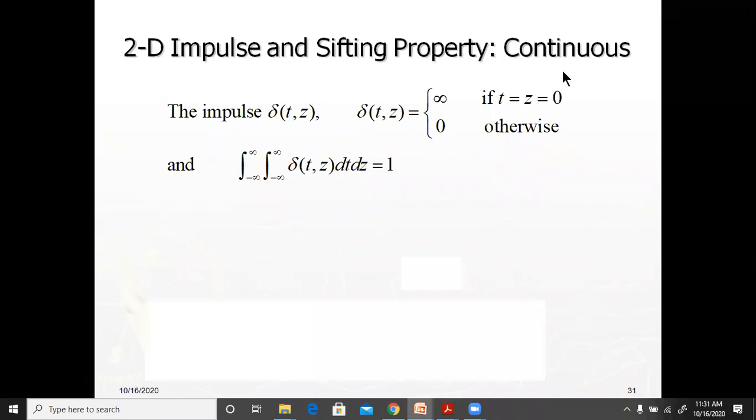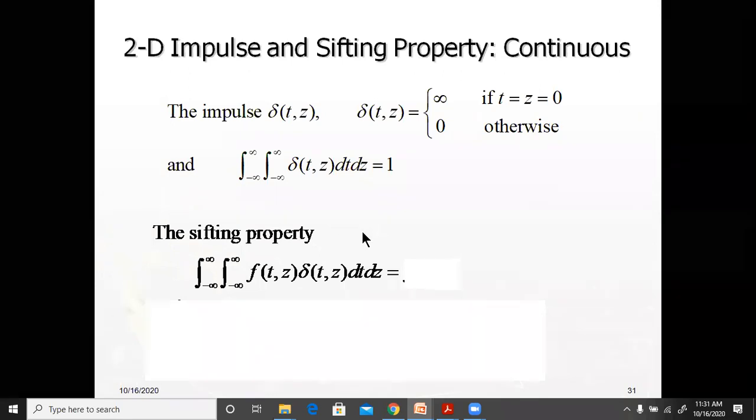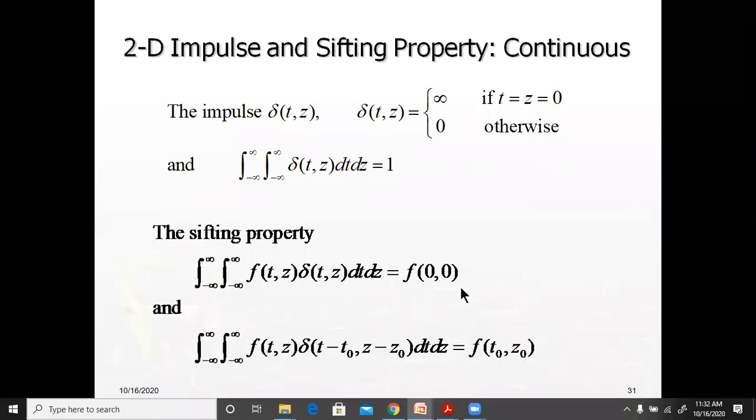2D impulse and shifting property for the continuous function. If you have an impulse function in two dimensions, then the double integral of that value turns out to be 1. If you shift it, that is, the integral of f(t,z) delta(t,z) dt dz, then that will be f(0,0). And if you take the integral of f(t,z) delta(t minus t naught, z minus z naught) dt dz, it is equal to f(t naught, z naught).